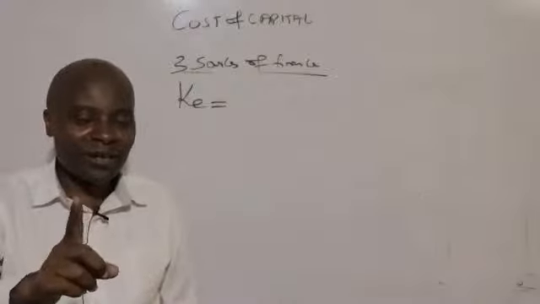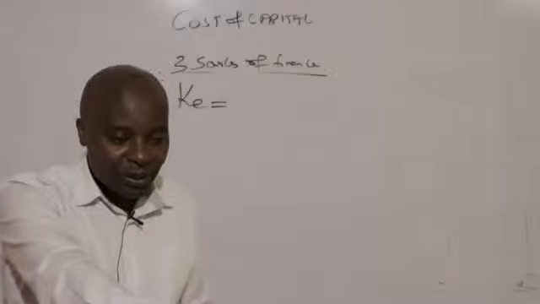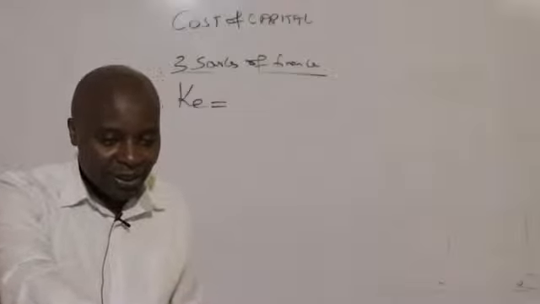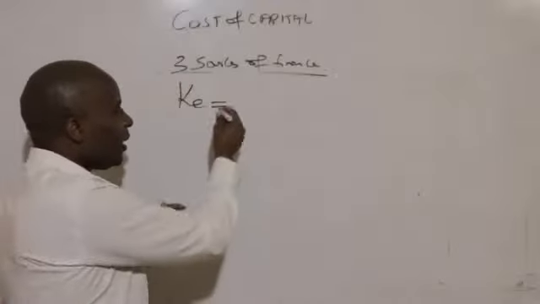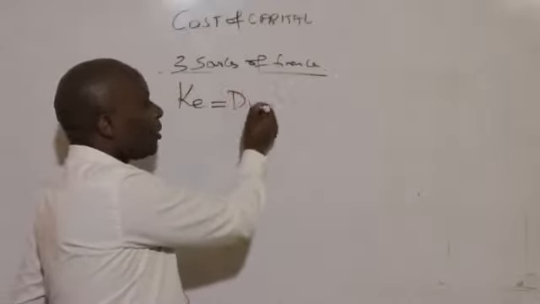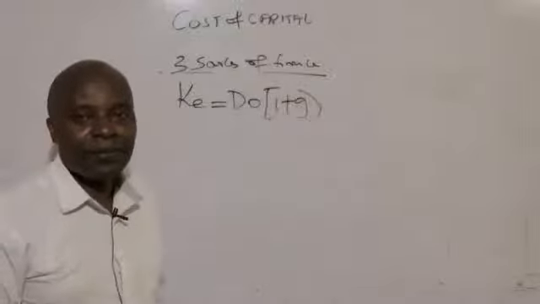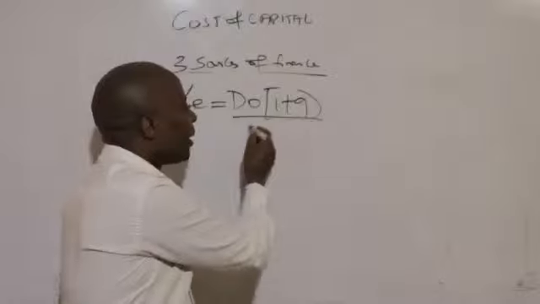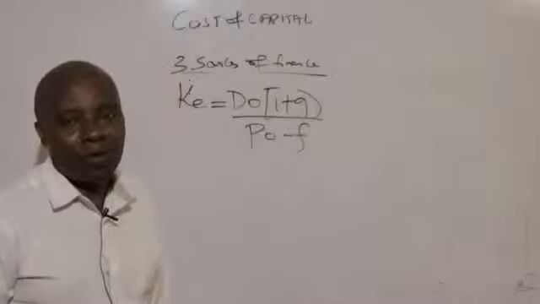Very good. So I'm waiting for the formula. Somebody has already given me a formula there. Yes. What are they saying? So Ke equals D0 times (1 plus g) over P0 minus any flotation cost that has been given.